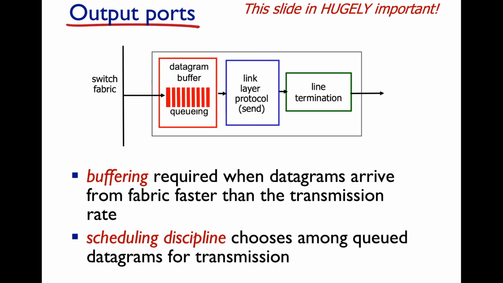And so the output port also consists of these three components. It has the buffer that implements the queuing. It has the link layer protocol portions, and it has the line termination for the physical layer constructs.